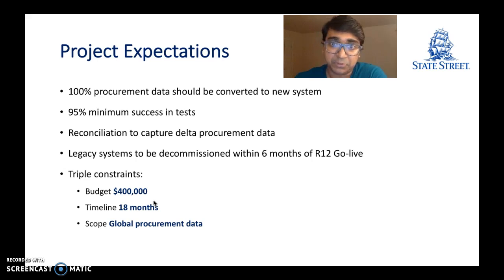And we have 6 months after go live to make sure that the legacy systems are decommissioned, so they go out of business. Right, so the triple constraints for this project would be: we have $400,000 of budget, we have 18 months of timeline, and our data is global procurement data. So as simple as that. I cannot make this more simple for you guys.